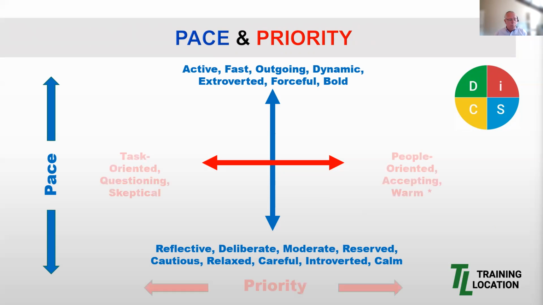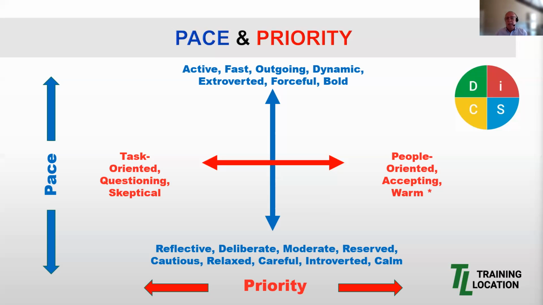The horizontal axis represents priority, and we see those descriptors at the left and at the right of the priority spectrum. And just a note, some people use the term relationship oriented for the right side of this priority spectrum. For simplicity, I'll define PACE as either fast or deliberate, and priority is either task or people. As we look at this simple grid, we can begin to make the unique PACE and priority pairings into each of the quadrants as follows.